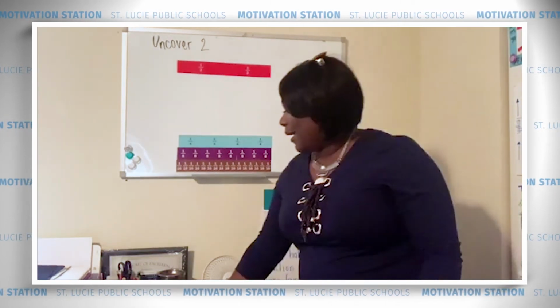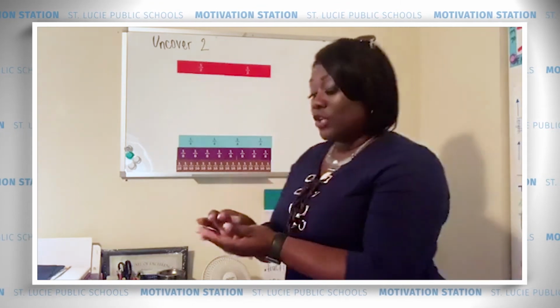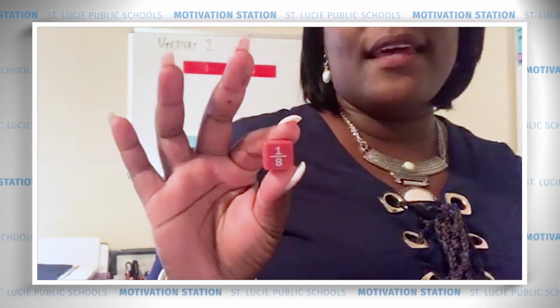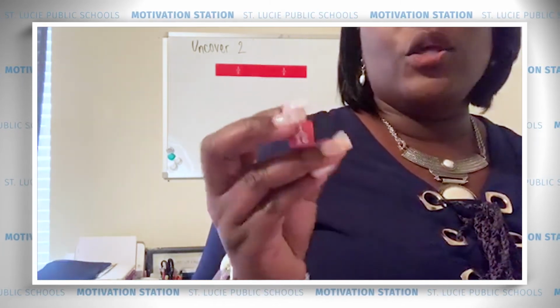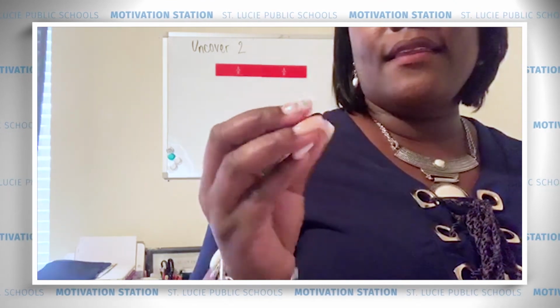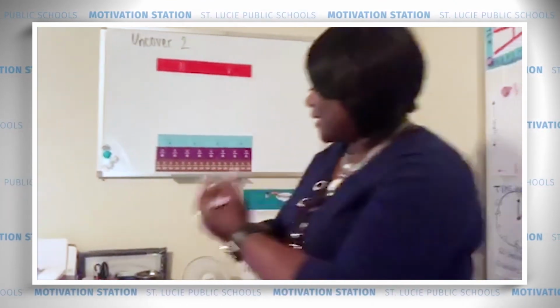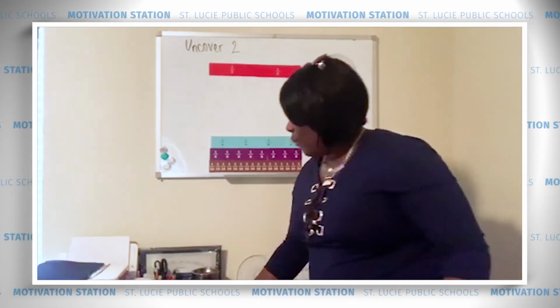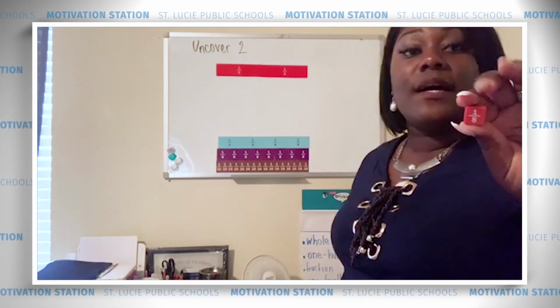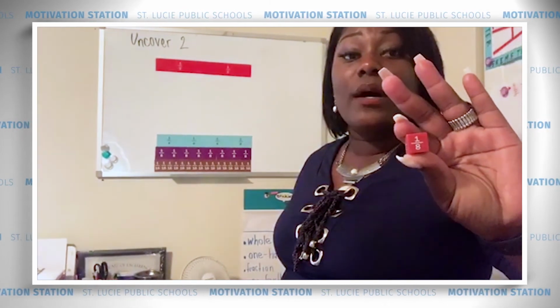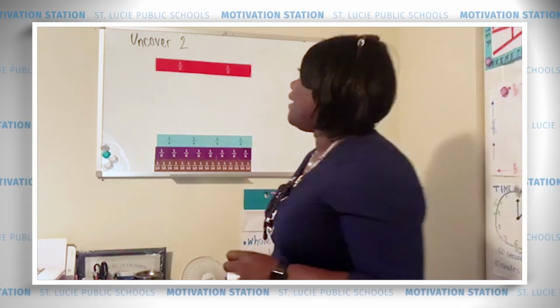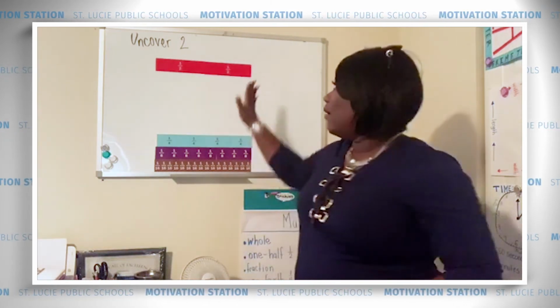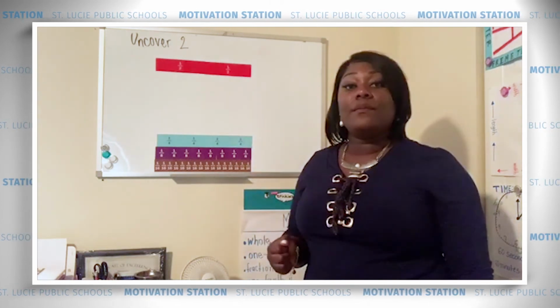Absolutely. Okay, so you roll the dice, and whatever the dice shows, let's talk about my dice. I have two sides that have 1/8. You'll see a half on here, you will see a 16th, and there is a 4th. So you roll the dice, and whatever fraction shows up, that's the fraction that you uncover. What fraction do you see? 1/8. Do you see 1/8 on my fraction strip here?